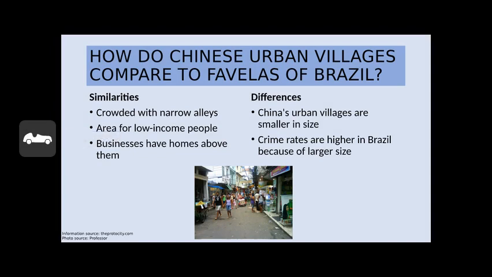Both places have few similarities. Both are areas for low income people, both are crowded with narrow alleys, both have businesses with homes above them and aren't as developed as other areas.